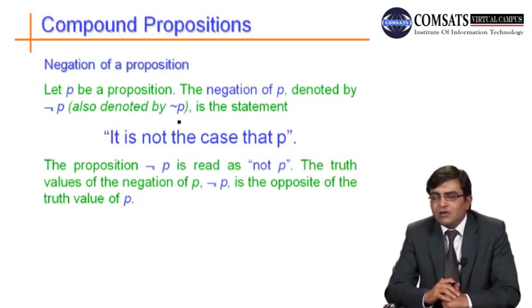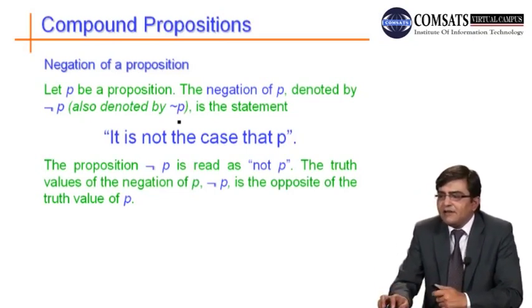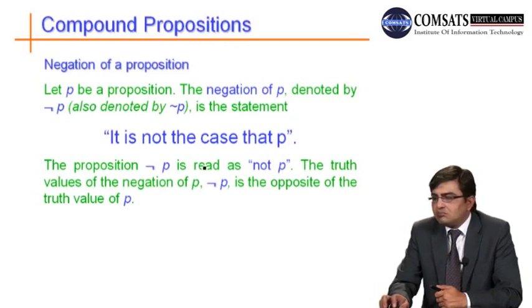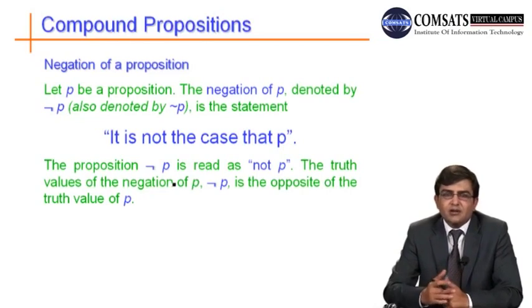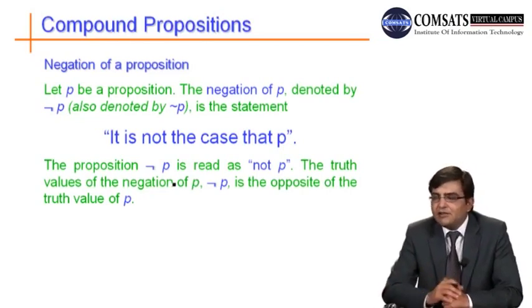And what is the negation of a proposition? Here it is given: it is not the case that P, where P is any proposition. The negation of a proposition is read as not P, and the truth value of this negation, not P, is the opposite of the truth value of P. What does it mean? It means if P is true. For example, I had given you examples of propositions. For example, Paris is the capital of France. It is a proposition and its truth value is true.